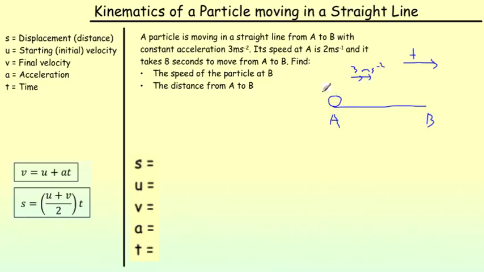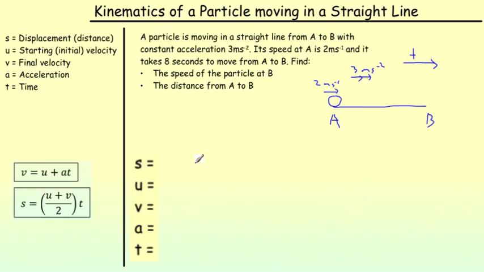Now the particle starts off at A with a velocity of 2 meters per second. What I normally do is denote velocity with a line with one arrowhead, and acceleration as a line with two arrowheads, and then we have our general positive direction up here.